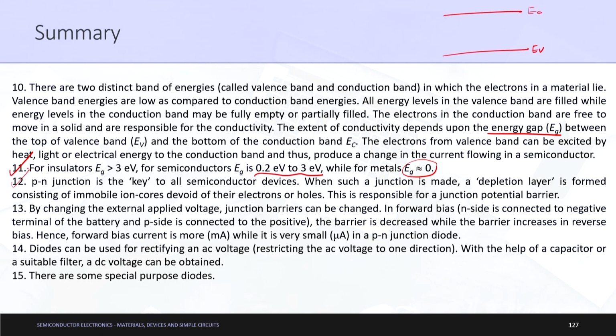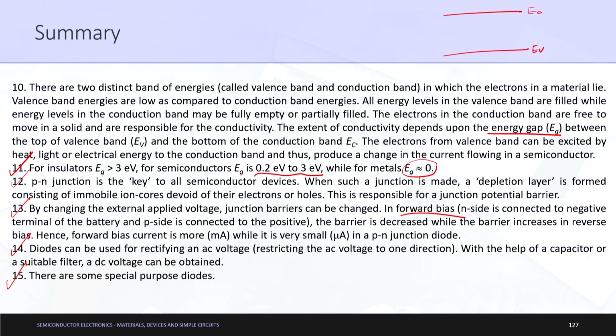PN junction is the key to all semiconductor devices. When such a junction is made, a depletion layer is formed. We have understood these concepts when understanding PN junctions. A depletion layer is formed consisting of immobile ion cores devoid of electrons or holes. This is responsible for a junction potential barrier. By changing the external applied voltage, junction barriers can be changed.